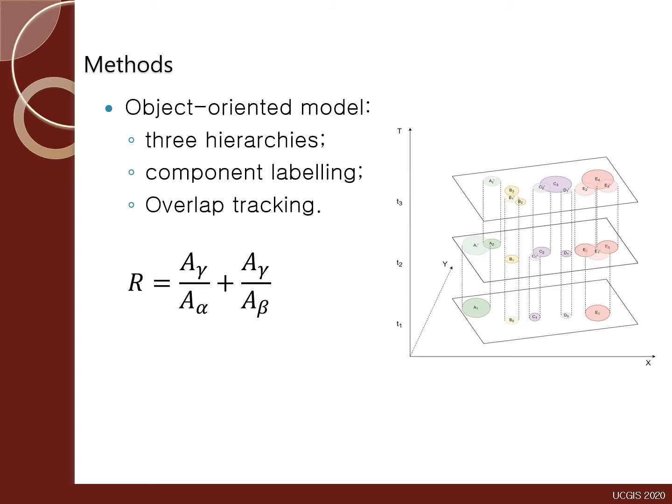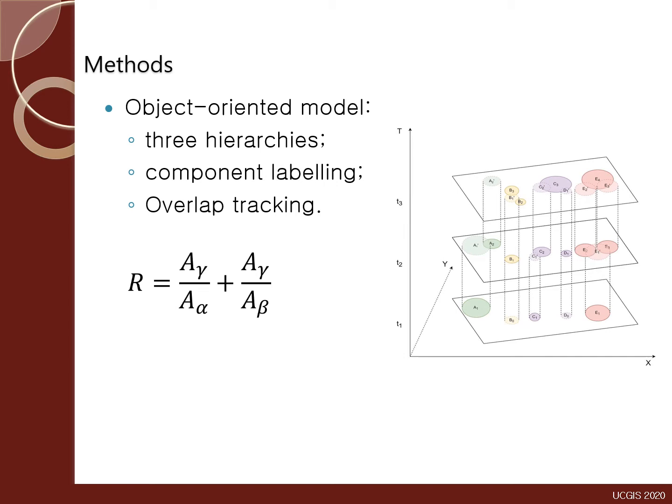With the extracted tidal flood cells, a component labeling algorithm following the 8-neighboring rule was applied to generate the tidal flood objects. For any pair of tidal flood objects, alpha is the object on the previous record, beta is the object on the latter record, and gamma is the overlapping region between alpha and beta. The overlapping ratio R is formalized as the slide shows, where A alpha, A beta, and A gamma are the areas of alpha, beta, and gamma.